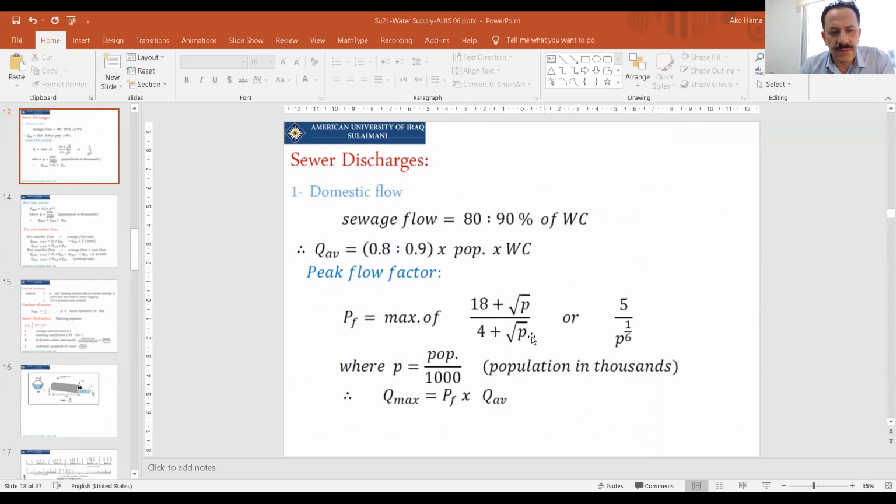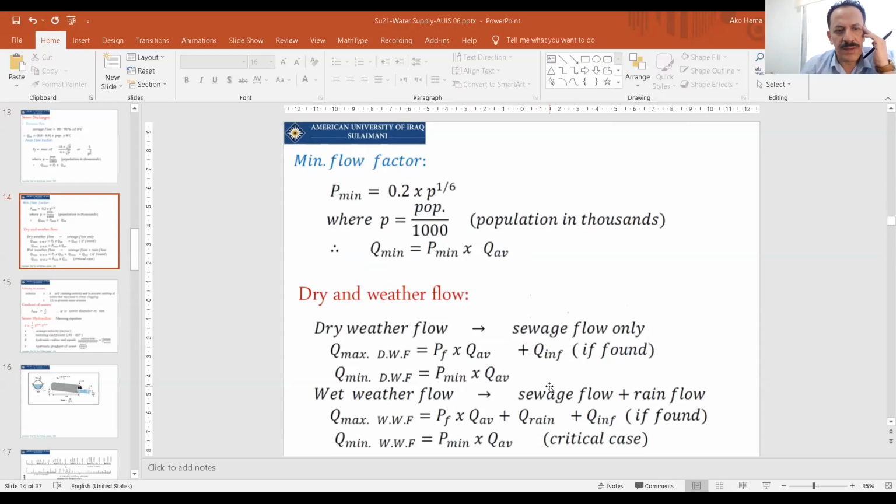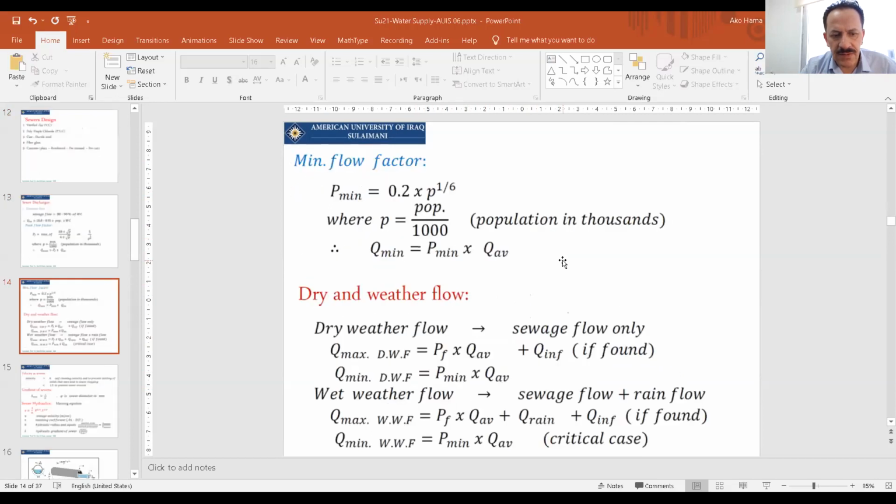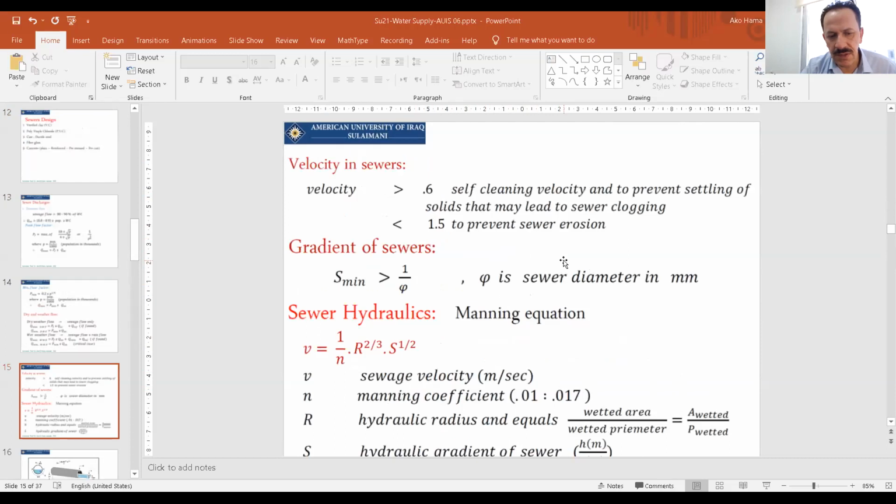This will give you the maximum, and the minimum one, which will be 20% of this P1 over 6. That will be when we have the flow. When we have a dry weather flow, it means that we have to estimate just the population. And when we have a wet weather flow, it will be the maximum peak flow times the Q average plus the rainfall plus the infiltration, if we have that one.